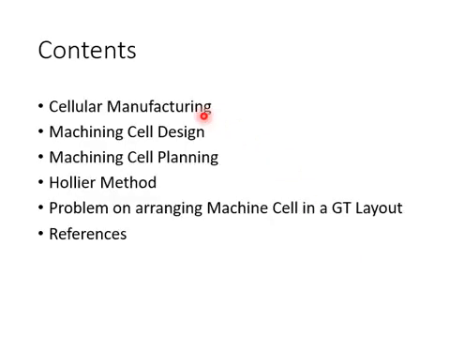We will start with cellular manufacturing, then we will discuss what is machining cell design, then we will see what is machining cell planning, then we will discuss the Hollier method and see its algorithm, and finally we will take a problem on arranging machine cells in a GT layout.